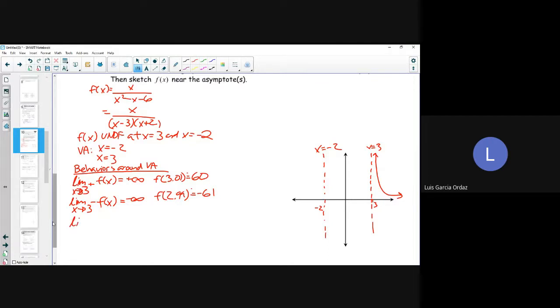Now I want you guys to tell me what happens with my limit for x approaching negative 2 from the right. What does that give me? And the limit of x approaching negative 2 from the left, what does that give me as well? Let's see what you guys come up with. I'll give you a hint. Evaluate f at negative 1.99 and f at negative 2.01. So I want you to do those two on your own. Give me the limit of x approaching negative 2 from the right and from the left.